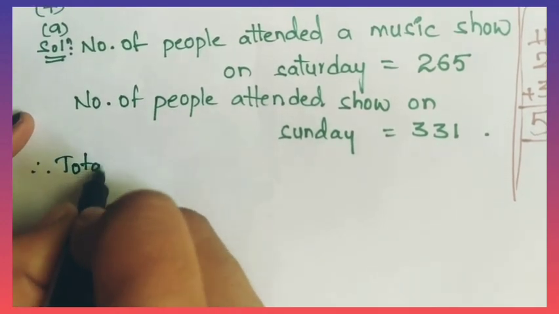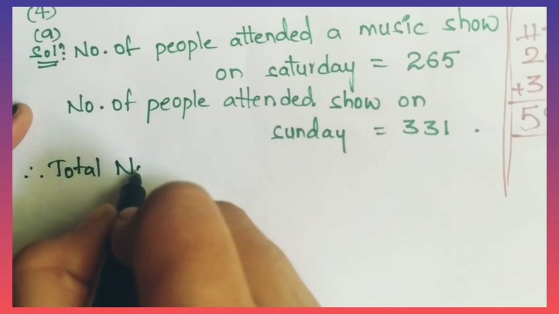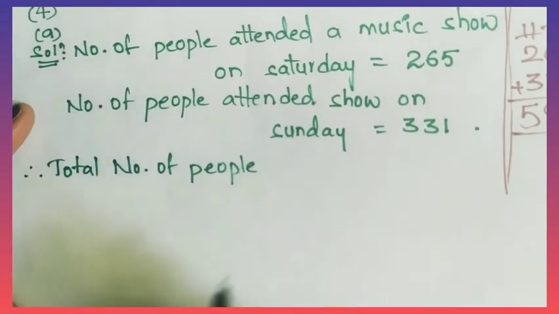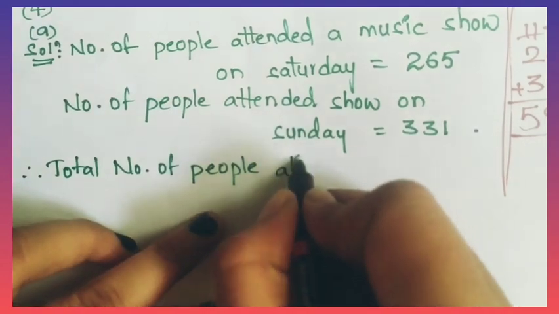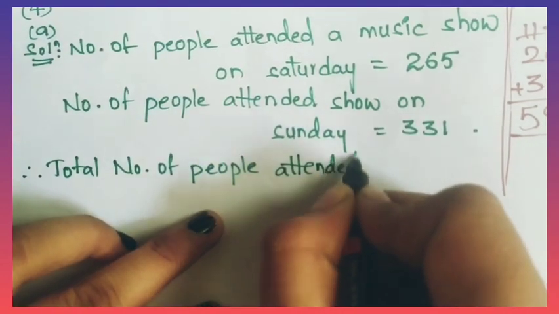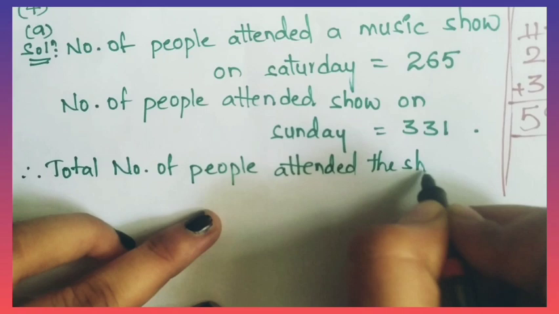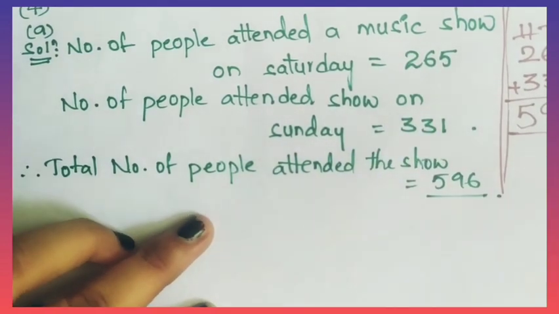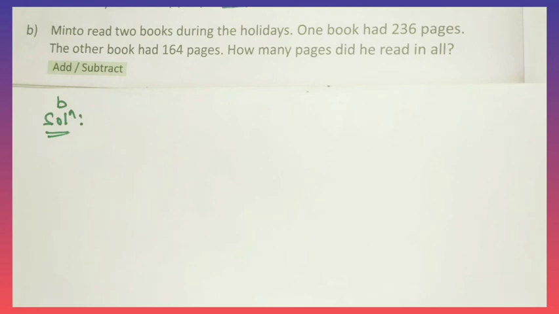So, therefore, total number of people attended the show equal to 596. Now look at B question.